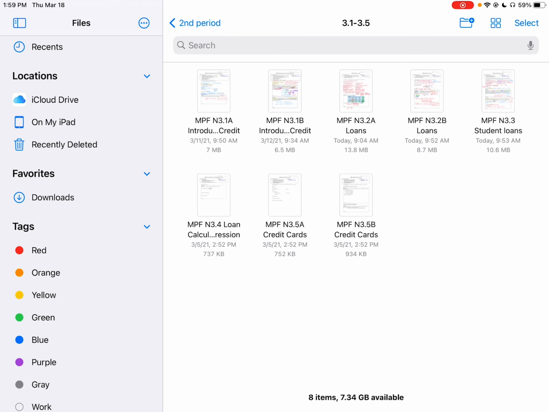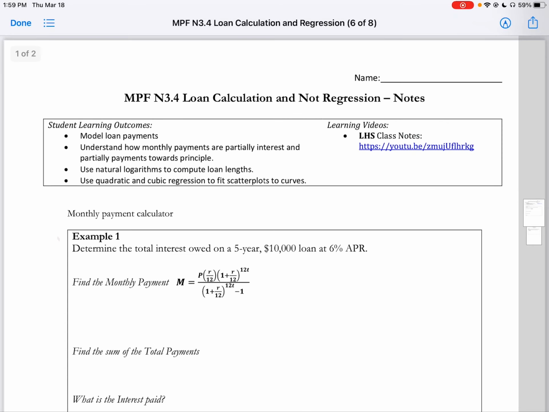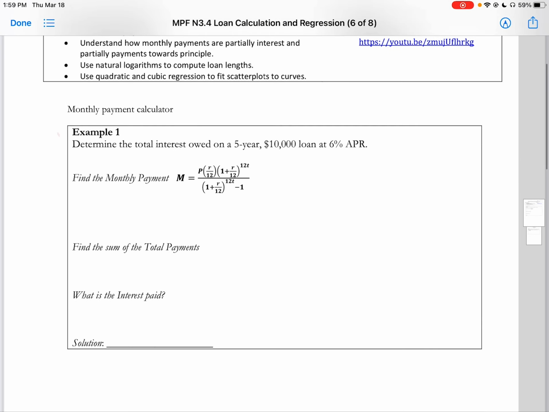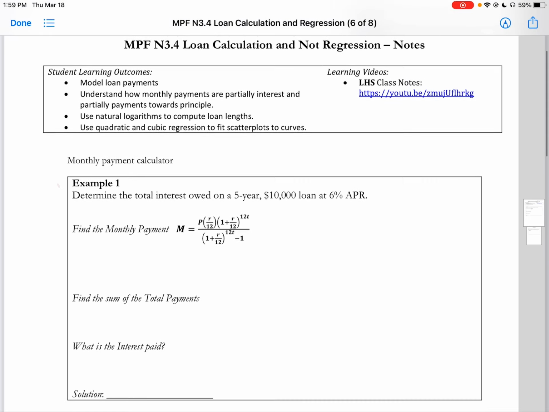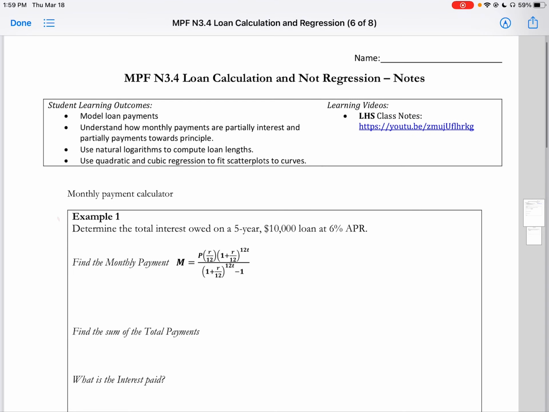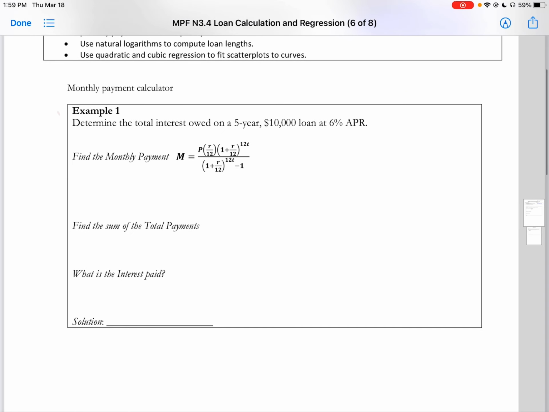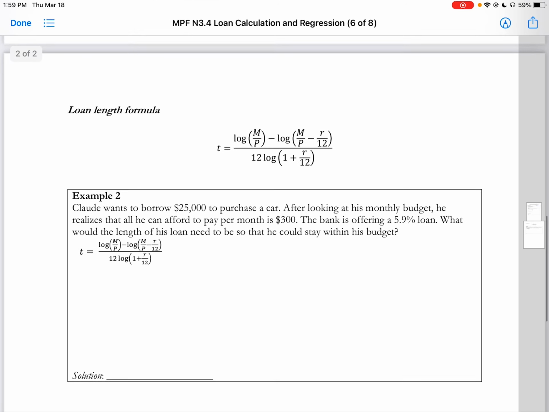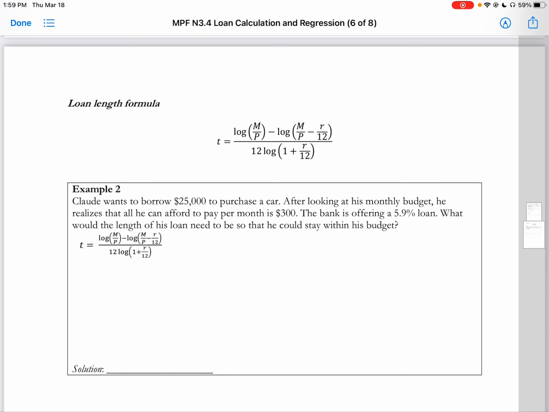So our next section that we're going to do is this 3.4 right here, loan calculation and not regression. I know that's a complicated name, don't worry about it. Actually, the notes in your binder are incorrect. I think they have this example on them, but they don't have this one. And this is actually the main new thing that we're going to do today.